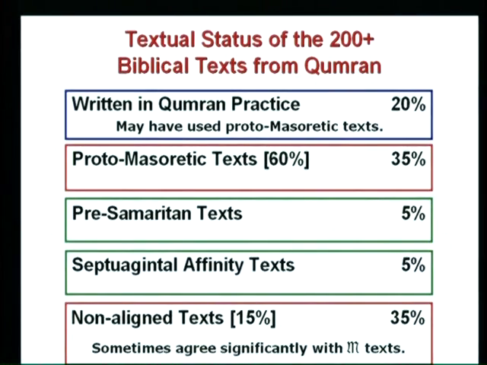And now look at it. After much study, after a half century of examination, the world's leading experts are saying only 5% of the Qumran biblical manuscripts are directly related to the Septuagint at this point in time.